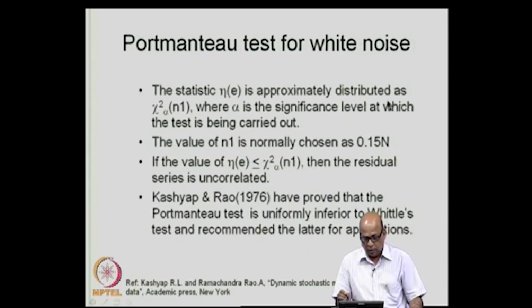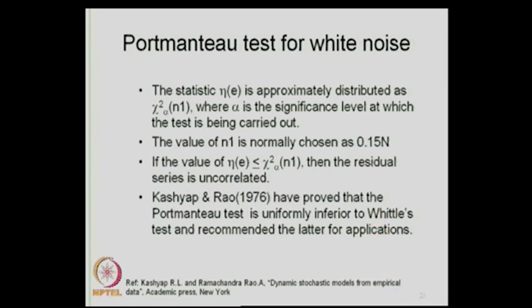Now, this statistic is approximately distributed as chi-square distribution with argument n 1. So, you fix the alpha and n 1 is your k max, which is the maximum lags up to which you have gone, and from the chi-square tables you can get this value. The value n 1 is chosen again as 0.15 n. So, get the chi-square alpha n 1 value from the tables. If your eta e that you have calculated is less than the critical value of alpha, then the residual series is uncorrelated.